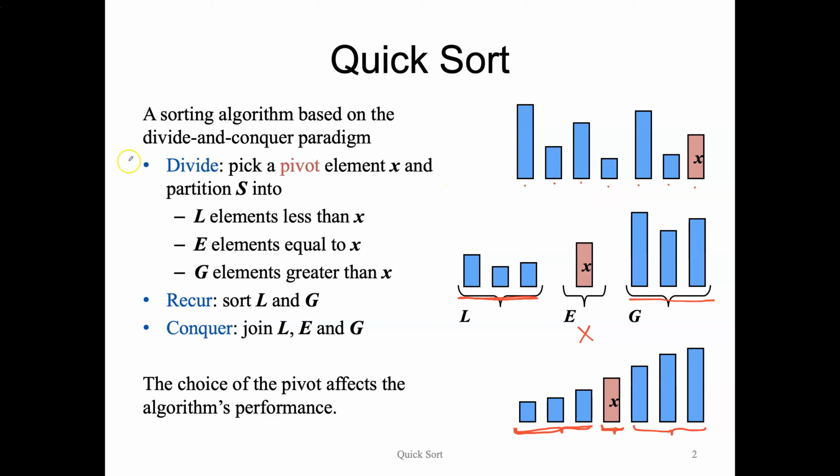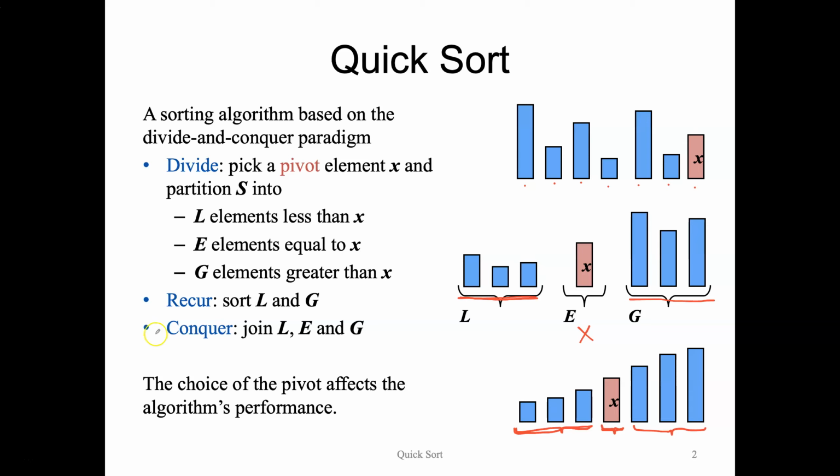So in our divide step, we partition all elements based on our pivot. We recursively call quicksort on the lists L and G, and then our conquer step becomes a little bit easier. We just place the list L, which is now sorted, first, followed by the list E, followed by the list G.